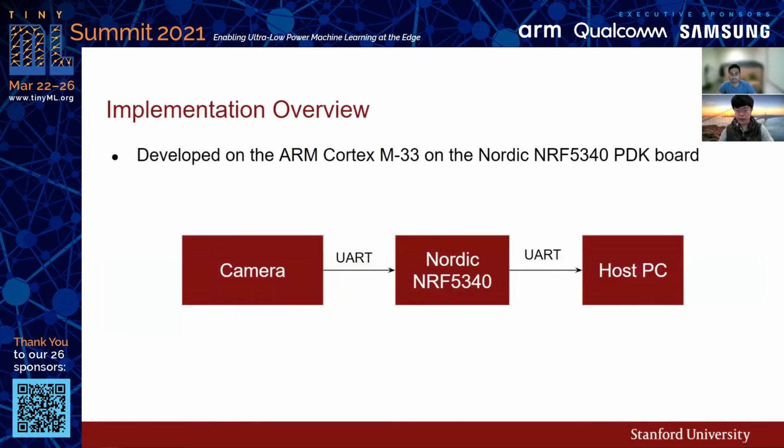Now I'm going to talk about how we implemented this solution, starting with our hardware. So for these experiments, we used the Nordic nRF5340 PDK. It's based on an Arm Cortex-M33 and has TrustZone support for Cortex-M architectures. The Nordic processor is connected to our camera module via a UART pass-through for the collected images. The Nordic is also connected to a host PC over UART.